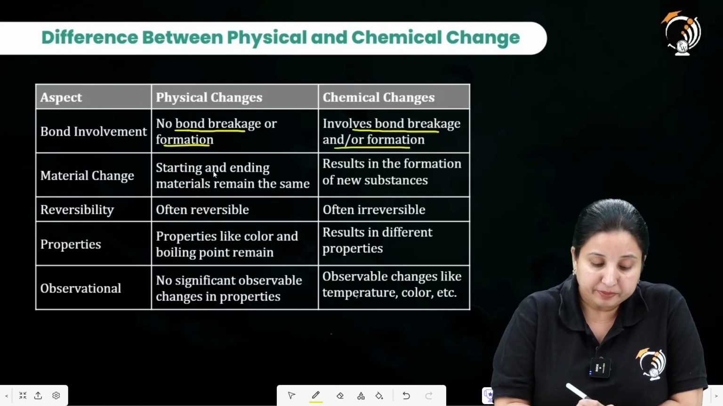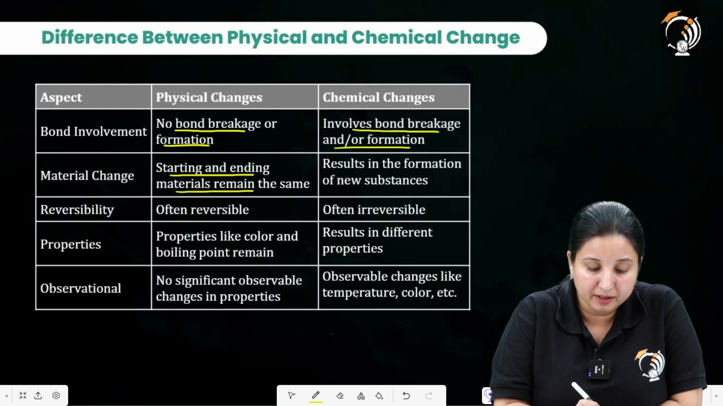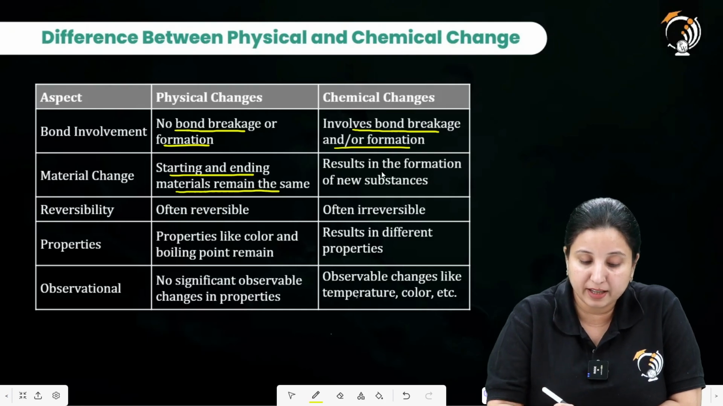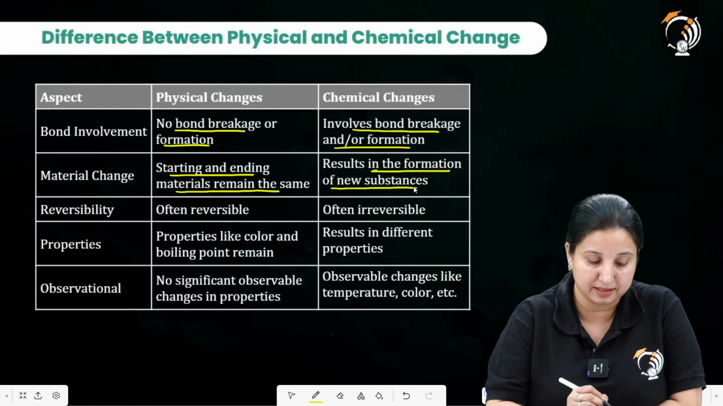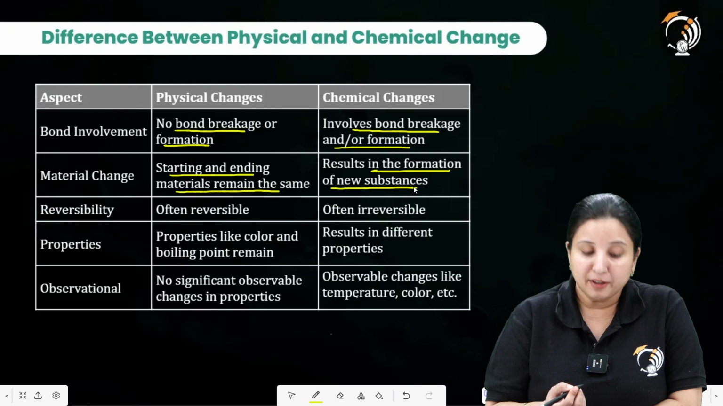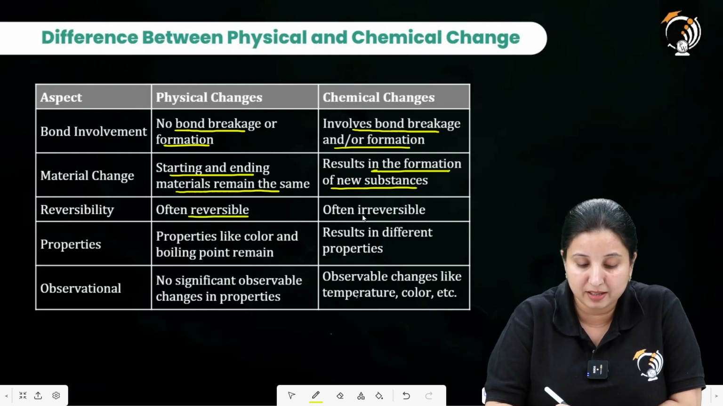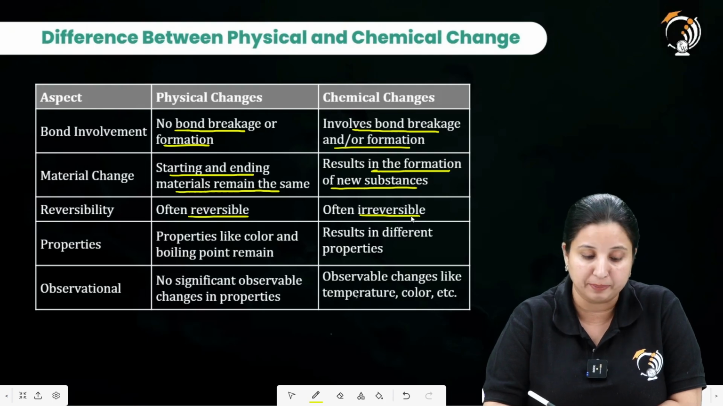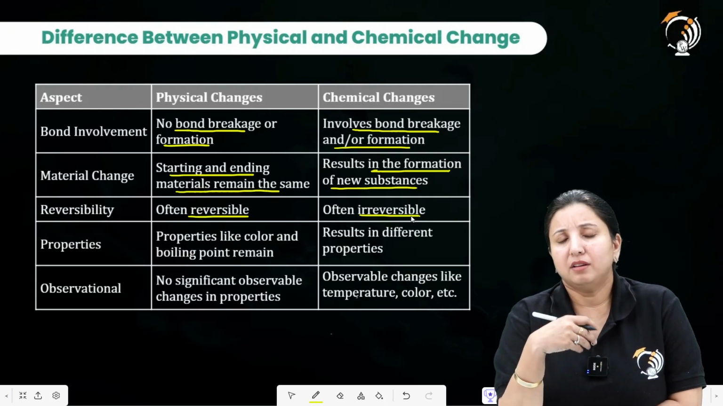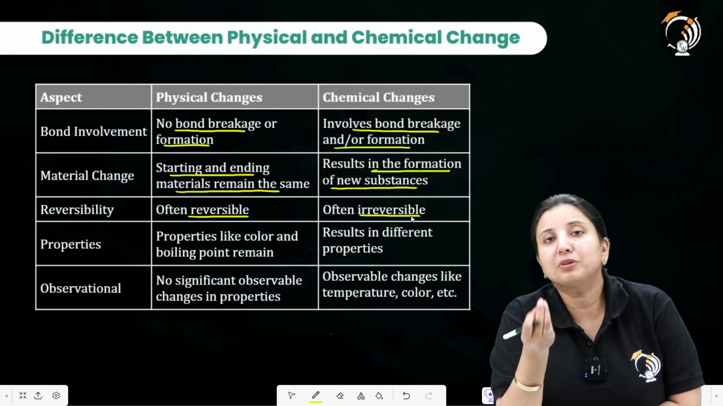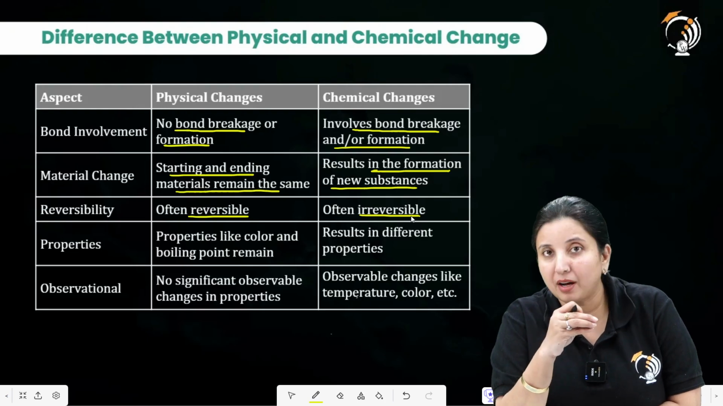Material change. Starting and ending materials remain the same in the case of physical changes, whereas chemical changes result in the formation of new substances. Reversibility. Physical changes are reversible, but chemical changes are irreversible in nature. Like once you have cooked the rice, you cannot make it uncooked again, isn't it?